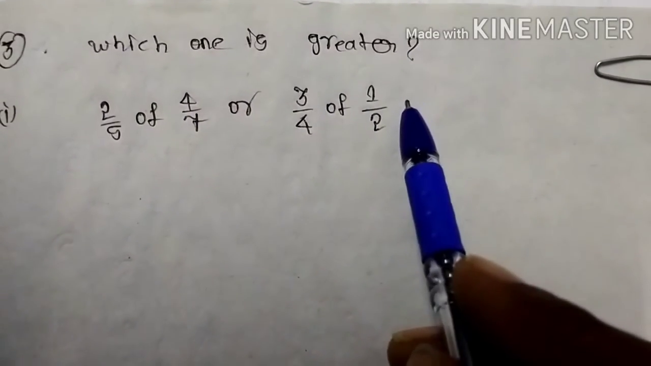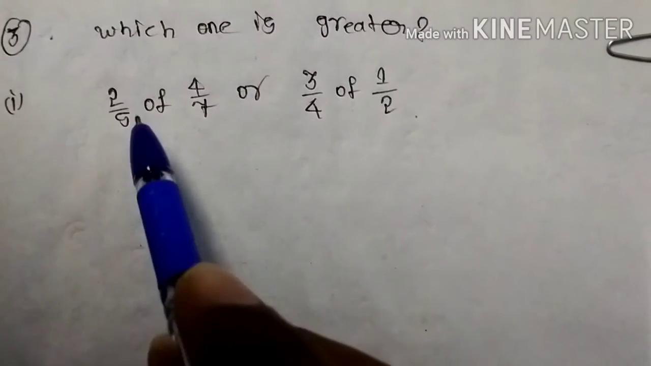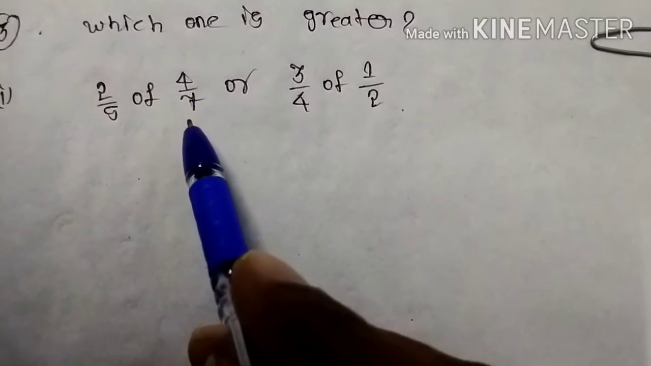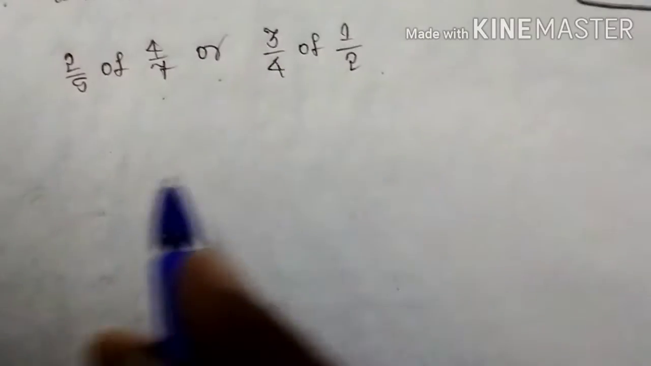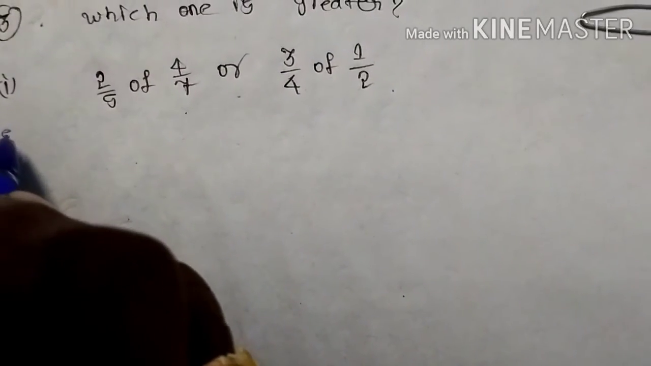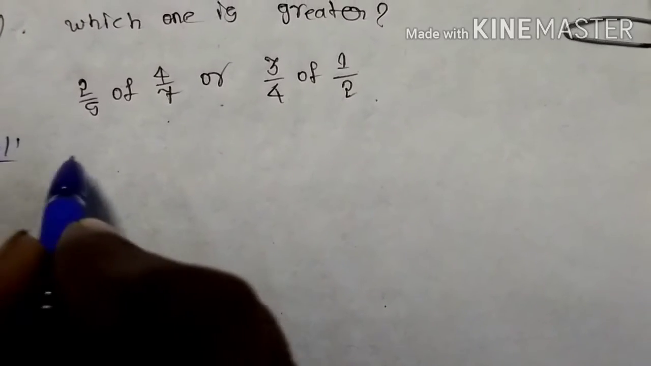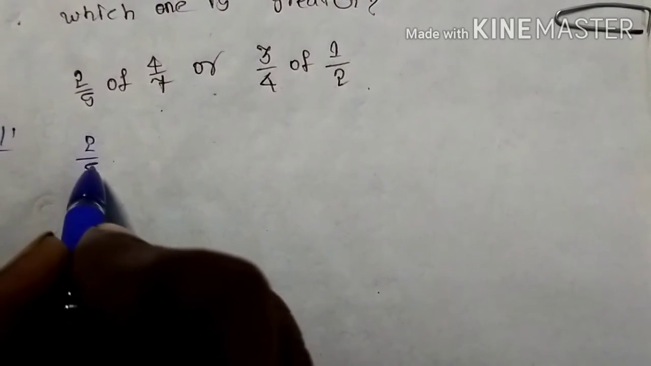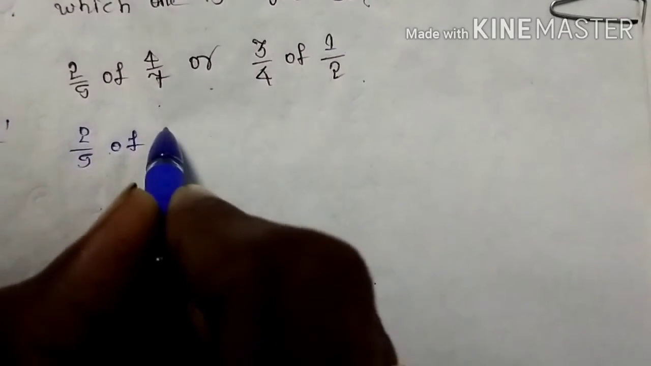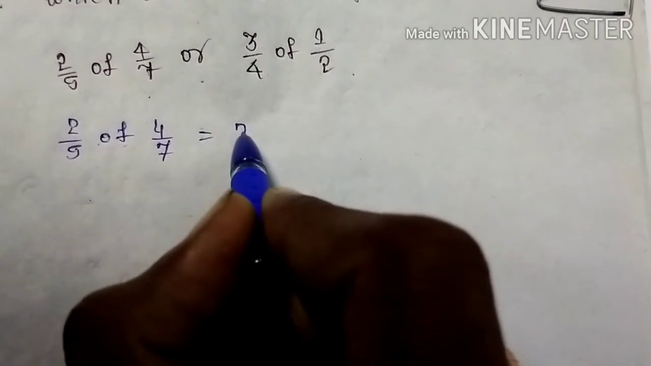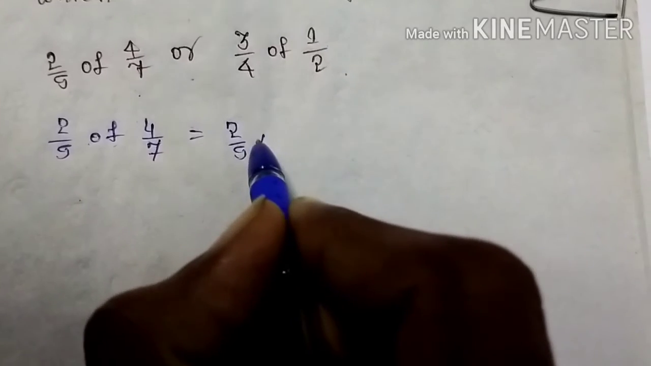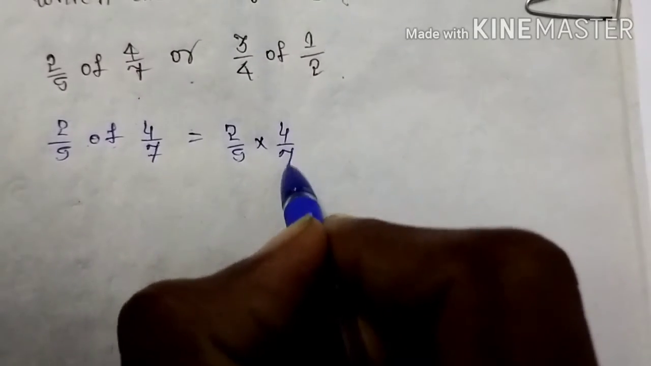Now see here, third question. Which one is greater? First one here, 2 by 5 of 4 by 7, or 3 by 4 of 1 by 2. First find out the solution of each given expression individually. First I am writing here 2 by 5 of 4 by 7. How can you write "of"? I told you already, it means multiplication: 2 by 5 into 4 by 7.